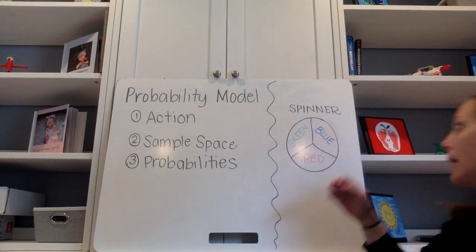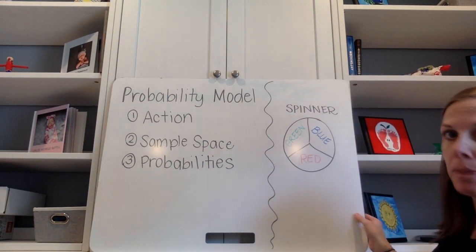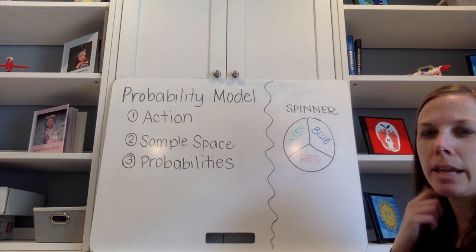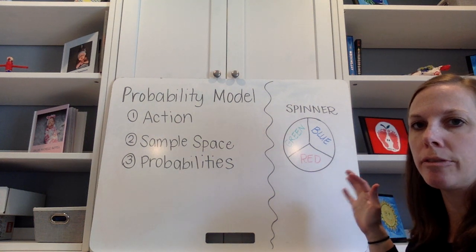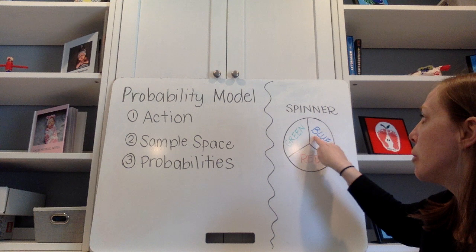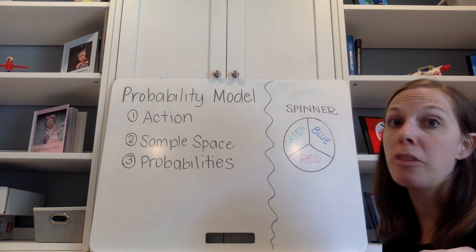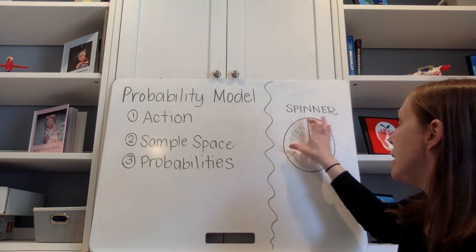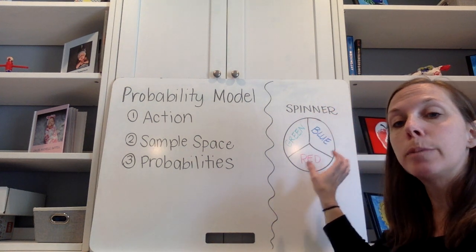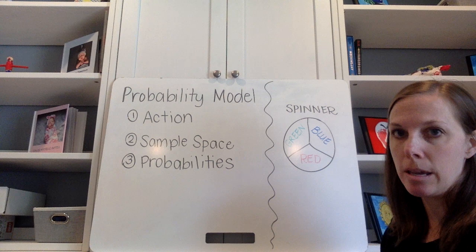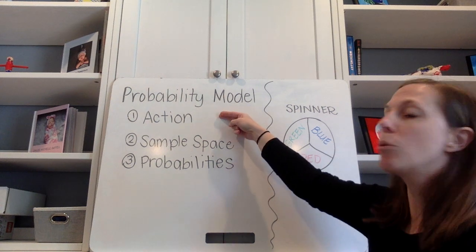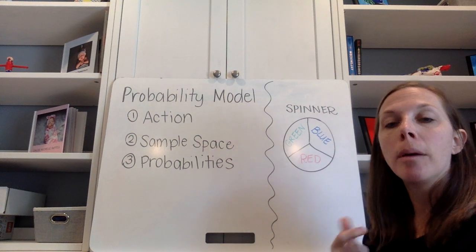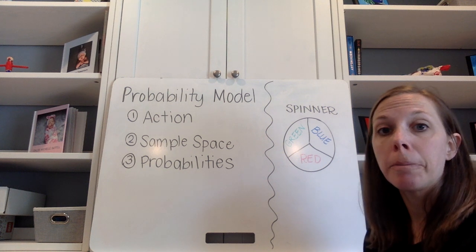So I've drawn a lovely spinner over here. Instead of coloring it in, because my markers kind of glare a little funny, we've got three spots. We've got green, blue, and red. And we're going to pretend that they're all even. I did my best, but we're going to pretend that each of these three spaces on my spinner is exactly equal. So now I'm going to walk through my probability model. Number one, I'm going to spin the spinner.